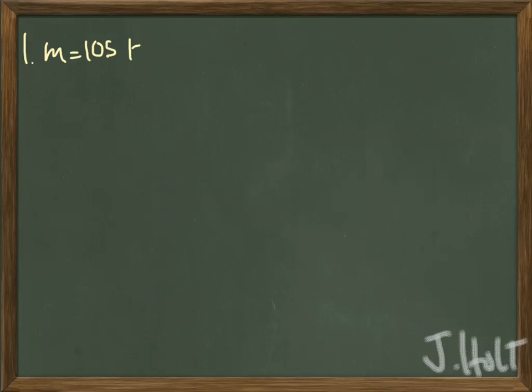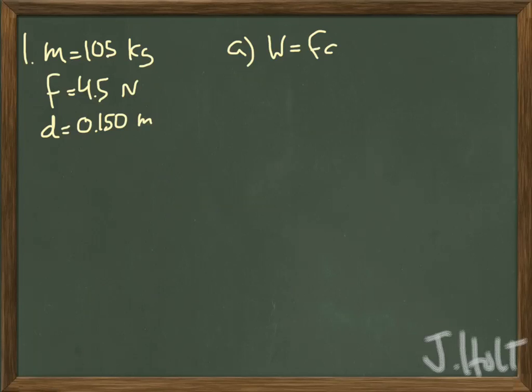Number one, we're given the mass of a hockey puck. It's actually a little bit heavier than I meant it to be. I forgot to move the decimal place on that one. And we're given the force and we're given the distance. So to find the work, we can use work equals FD.